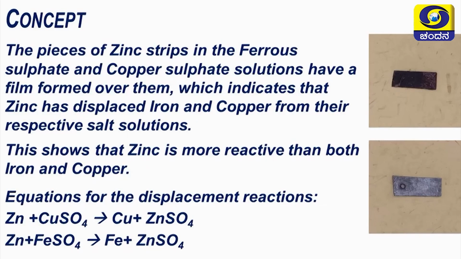The pieces of zinc strips in the ferrous sulfate and copper sulfate solutions have a film formed over them, which indicates that zinc has displaced iron and copper from their respective salt solutions. This shows that zinc is more reactive than both iron and copper. The equations for the displacement reactions are: zinc plus copper sulfate gives copper plus zinc sulfate. Zinc plus iron or ferrous sulfate gives iron plus zinc sulfate.